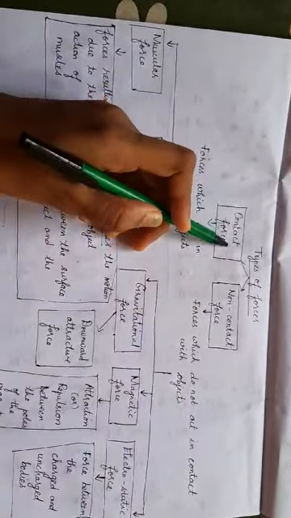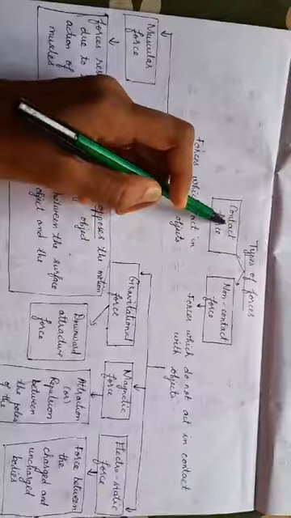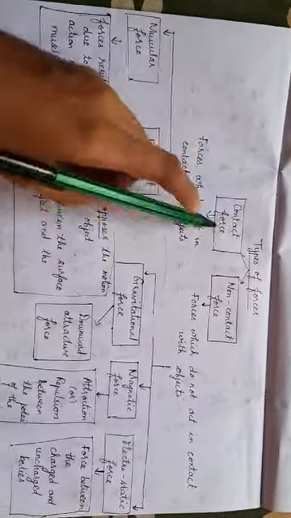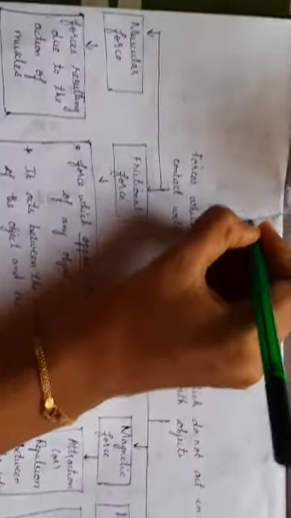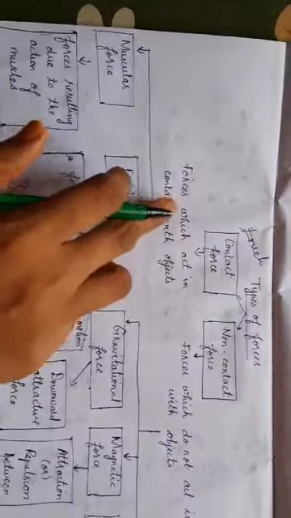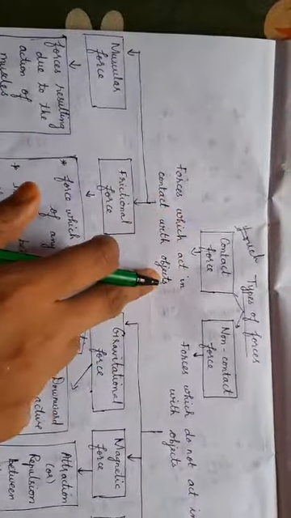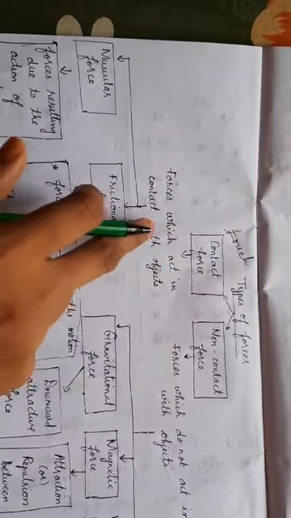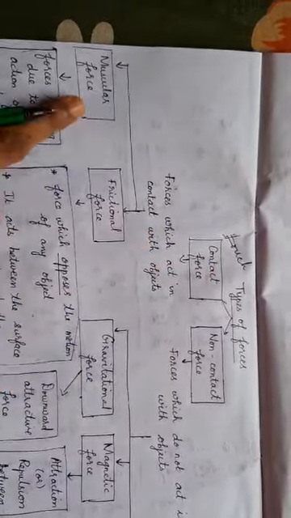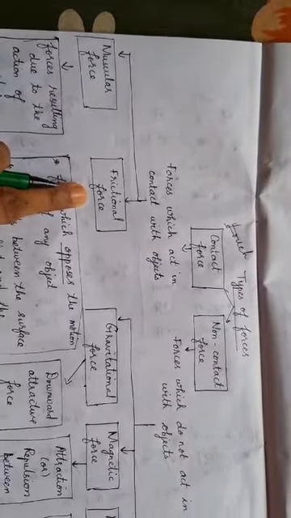Contact. What is the contextual meaning of the word contact? It means in touch. Contact means touch, in touch with the object. So, the forces which act in contact with the objects will be called contact forces. What are the contact forces? Muscular force and frictional force.